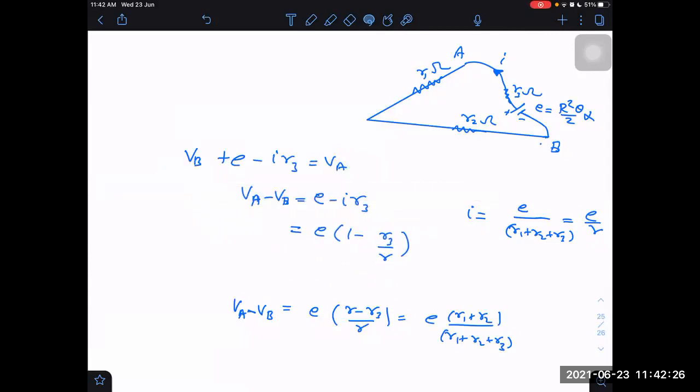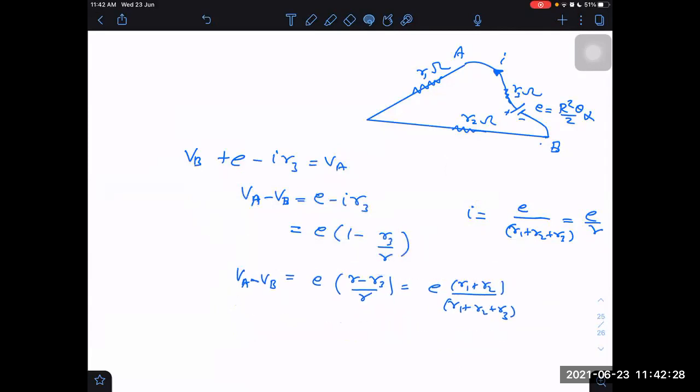Sir, doubt. If still some doubt remains, then you ask me now. Sir, here also the field lines are radial only, sir. Yes, it is radial only. Then how can we... It is not resistance, it is EMF. That's why I'm saying it is EMF. It is because of this potential difference here.